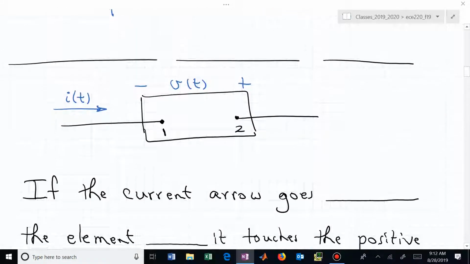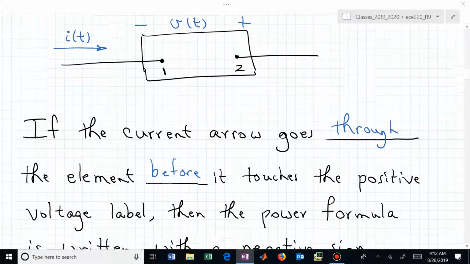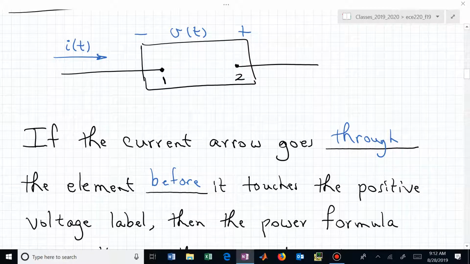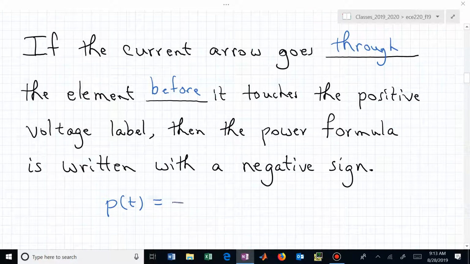The other case, suppose now we have the current, again going from left to right, but now we've labeled the voltage polarity on our two-terminal element differently. Now it's negative on the left and positive on the right. If the current arrow goes through the element before it gets to the positive voltage label, hopefully you can see the distinction. If you have this case, then in the power formula, and this is just a power formula, we now need to include a negative sign. We have minus V of t, I of t.